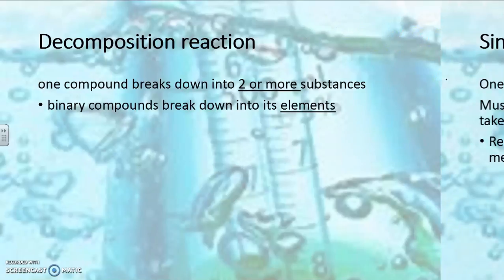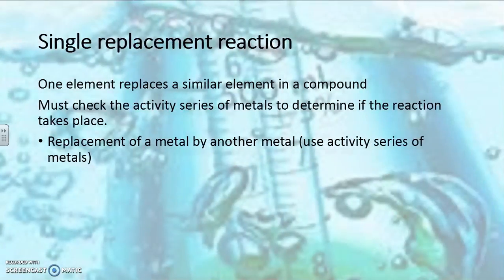All right. Single replacement reaction. One element's going to replace a similar element in a compound. In order to figure out if this reaction has actually happened, because sometimes they don't, you have to check the activity series of metals.